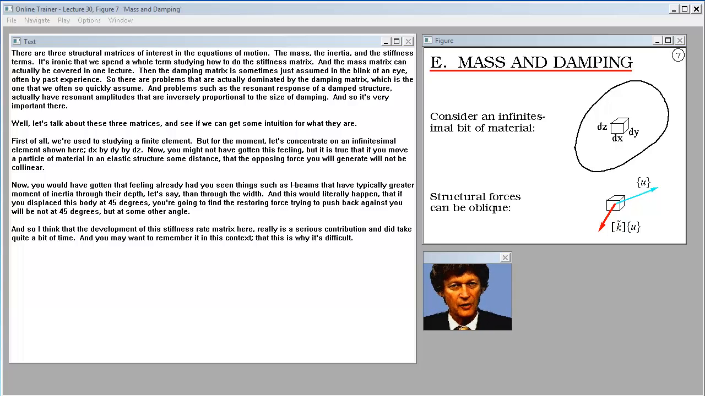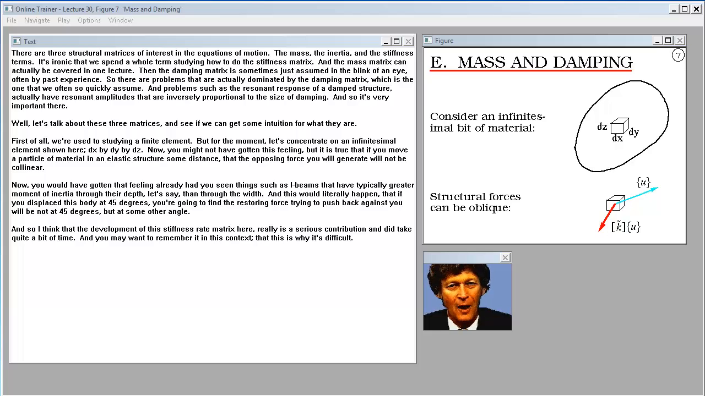There are three structural matrices of interest in the equations of motion: the mass, the damping, and the stiffness terms. It's ironic that we spend a whole term studying how to do the stiffness matrix, and the mass matrix can actually be covered in one lecture. And then the damping matrix is sometimes just assumed in the blink of an eye, often by past experience.